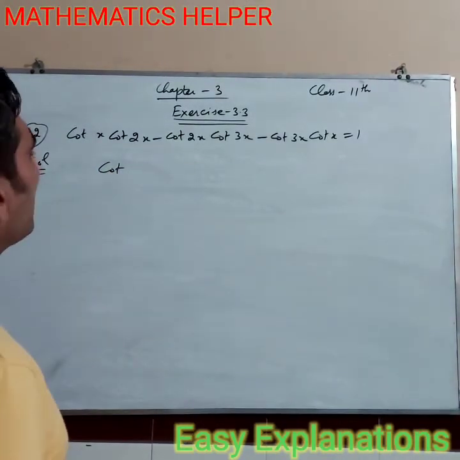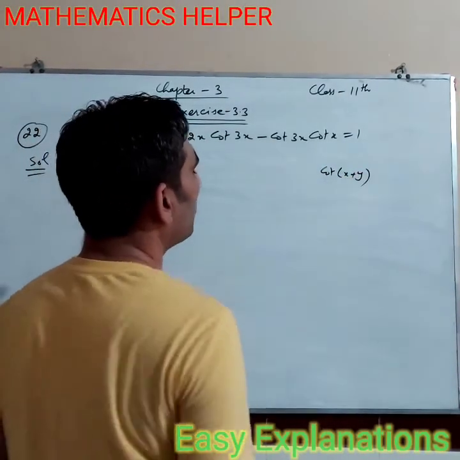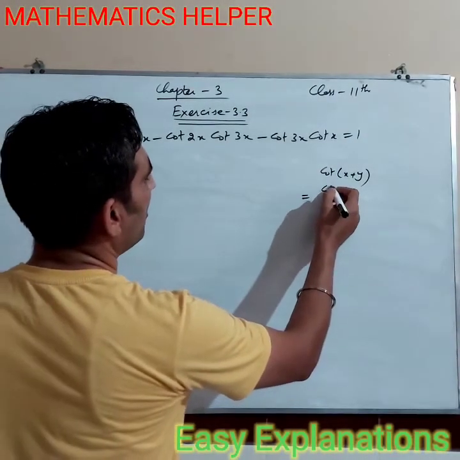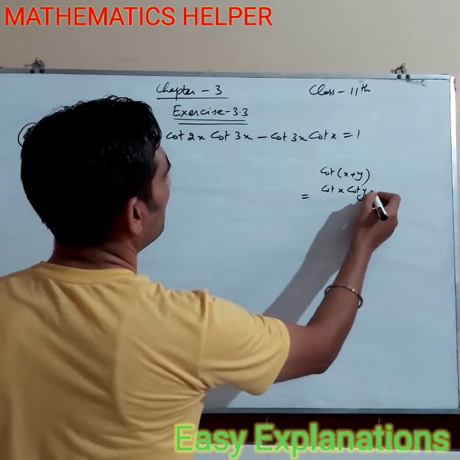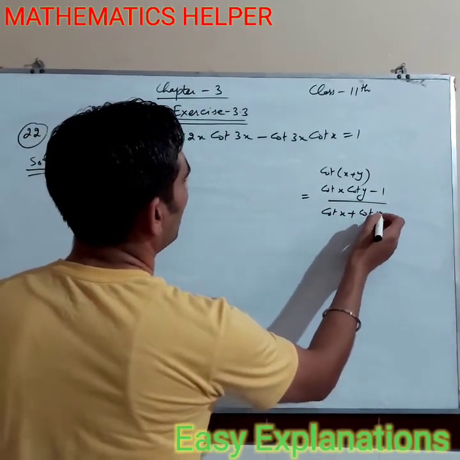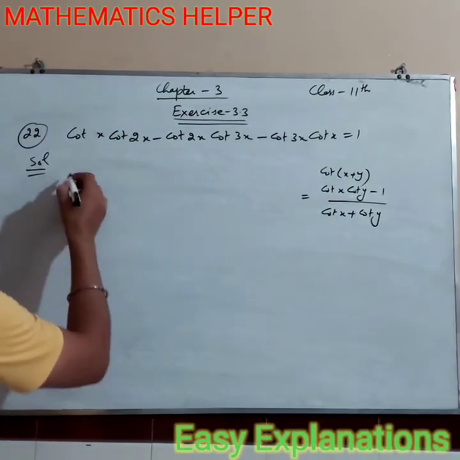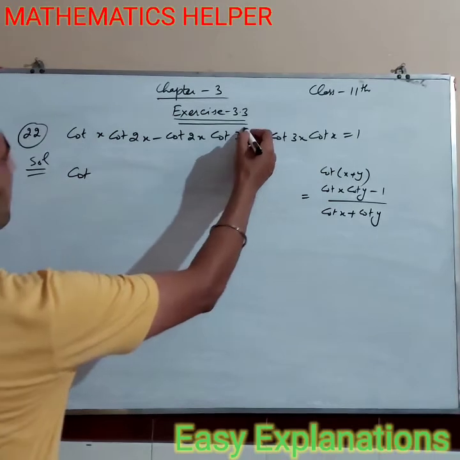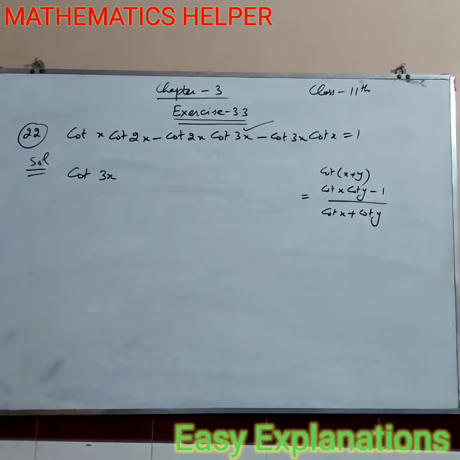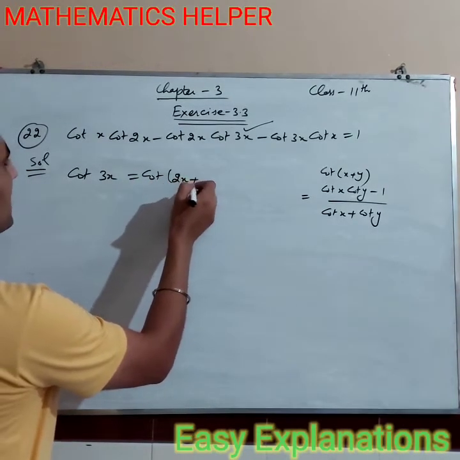If we write cot(x + y), try to remember the formula for cot(x + y), that is (cot x cot y - 1) over (cot x + cot y). You have to follow this formula. See how we can use it. I will start from the biggest value of the angle, which is 3x. I am writing here cot 3x, which can be written as cot of (2x + x).